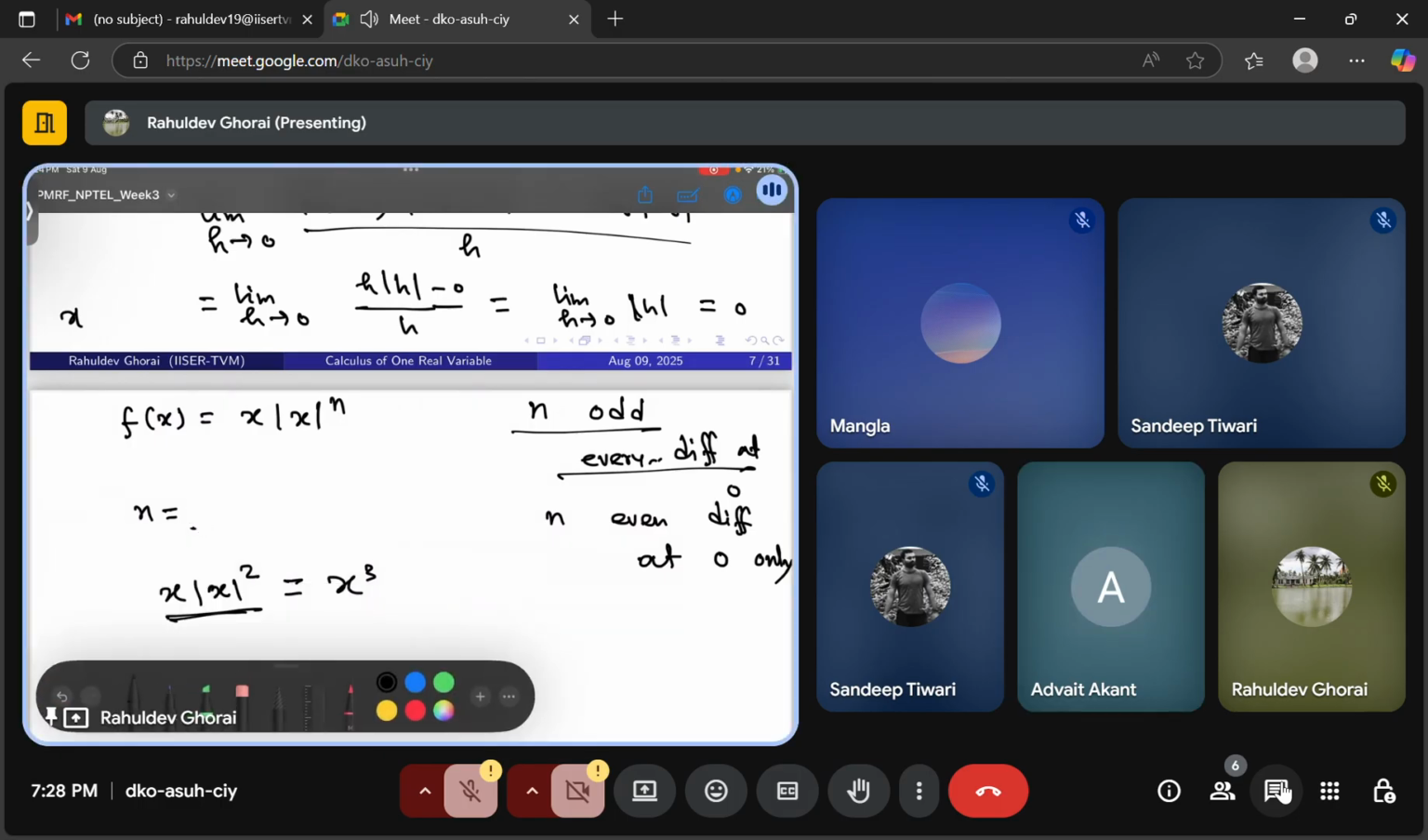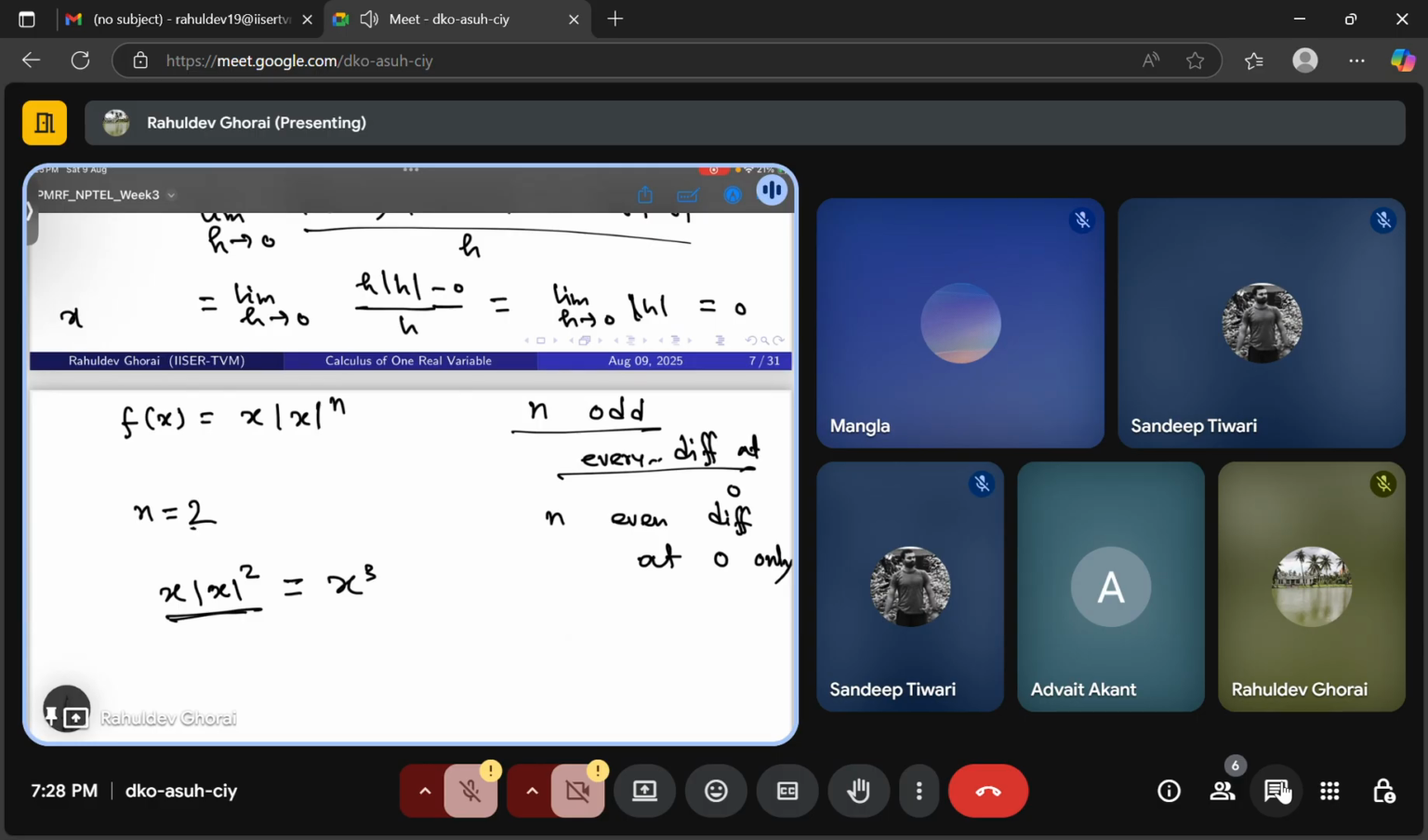At n equal to 2, that is differentiable everywhere, right? Yes. 0 will not be a problem. You can check by taking x naught plus h whole cube. That will be h cube only, right? Yes, h cube over h will be h square, that converges to 0 as h tends to 0. And you see 3x square is the derivative when n equal to 2.